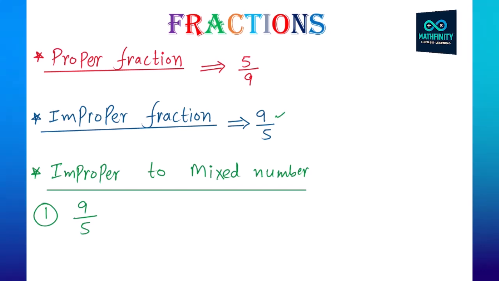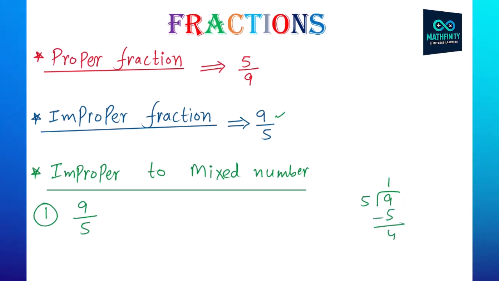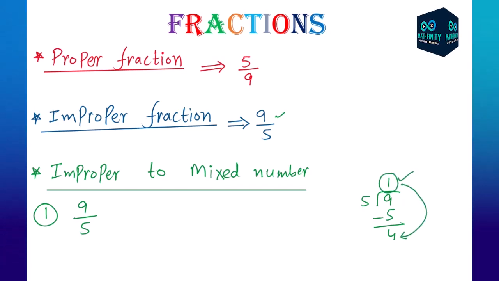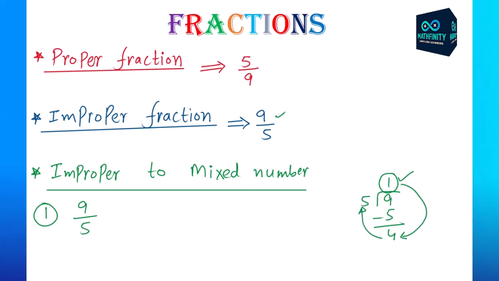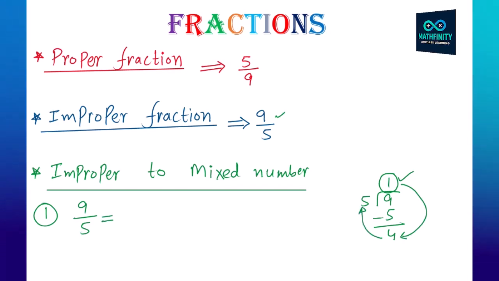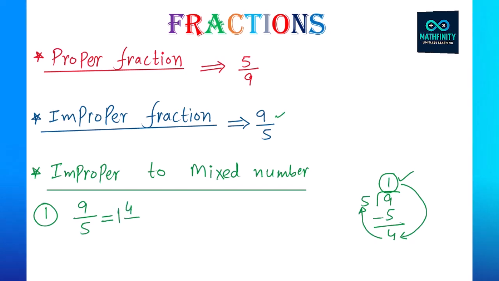So you have to divide 9 by 5. 5 times 1, 5. What will we get as the answer? 4. From where you have to start? Always you have to start from the top and you have to move clockwise. 1 whole 4 over 5. So this improper fraction, we can write as mixed number 1 whole 4 over 5.